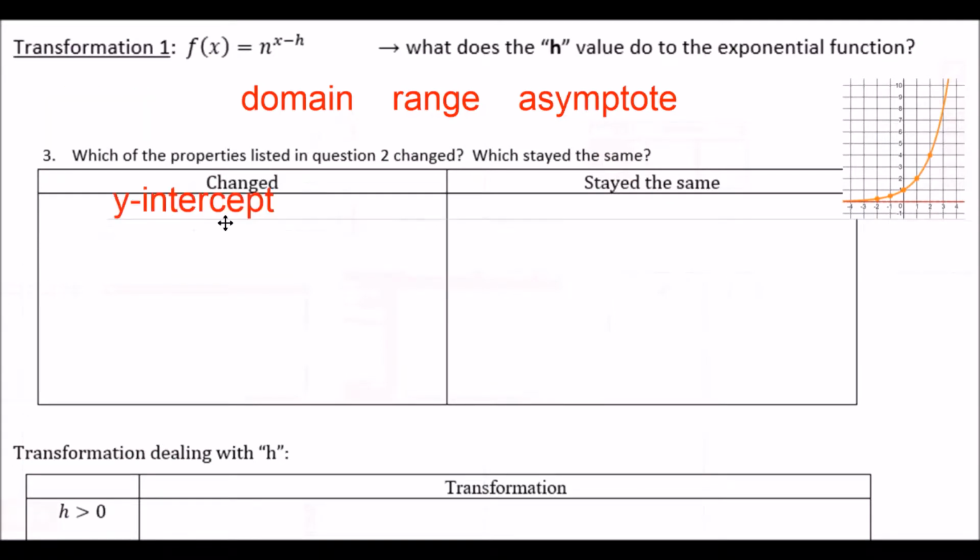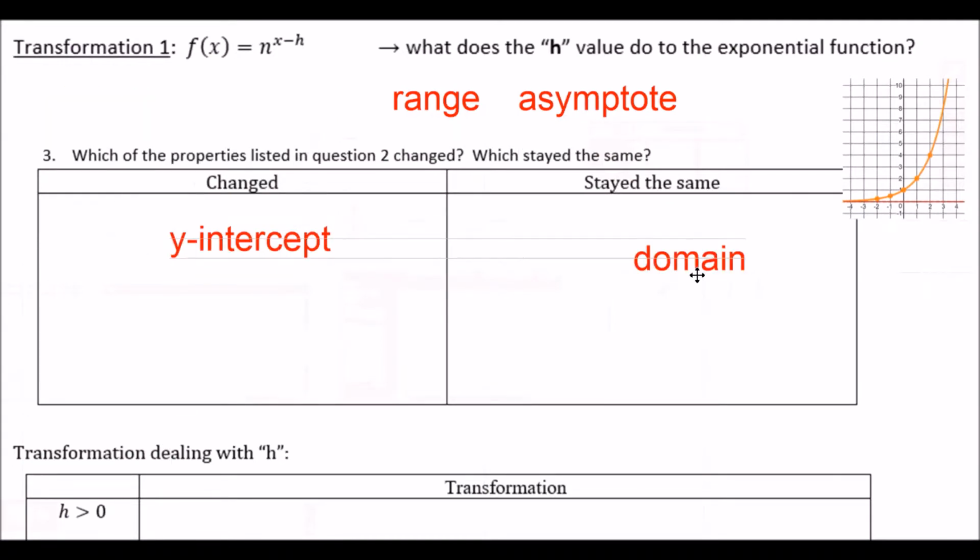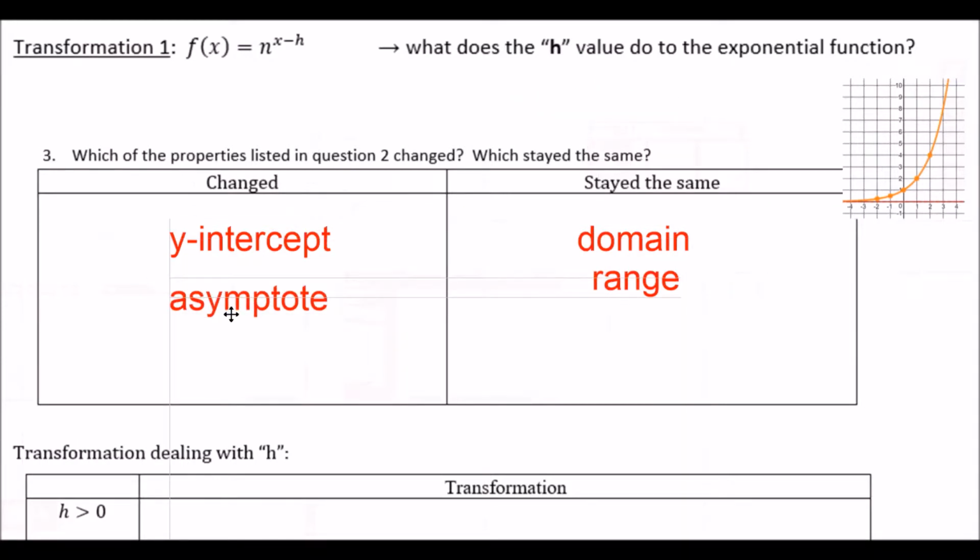Does it affect the y-intercept? Absolutely. Does it affect the domain? Never. Range? Nope. Asymptote? No. So really the only thing it affects here of those four major properties is simply the y-intercept.